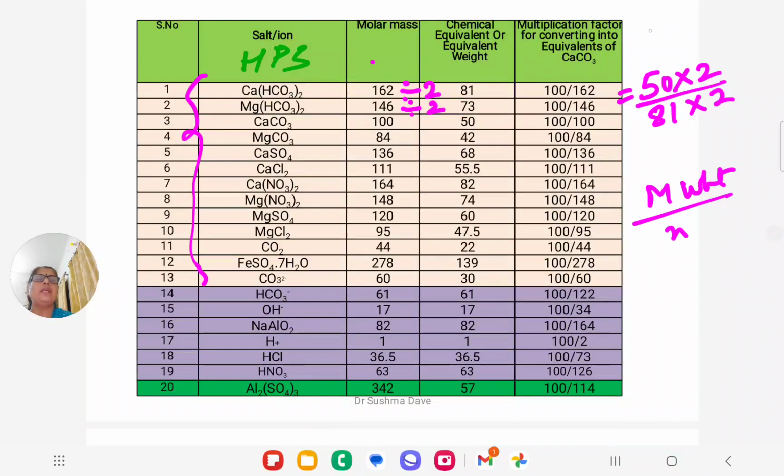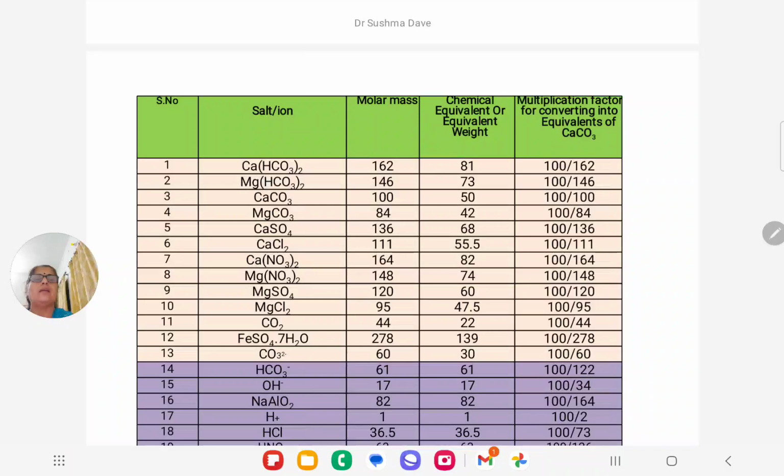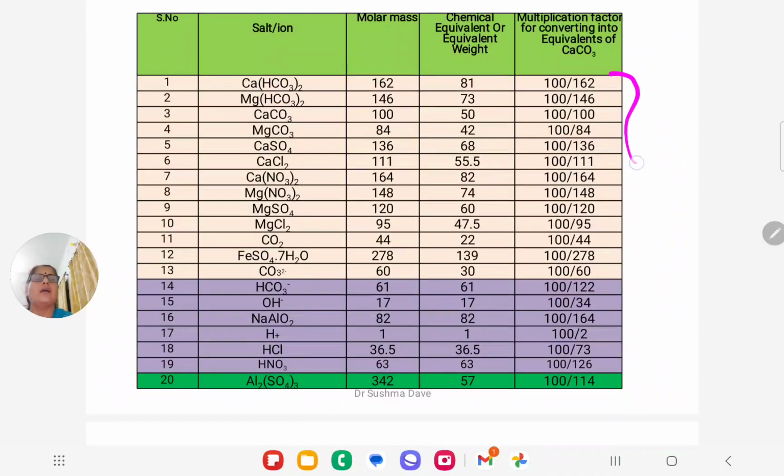So this formula can be remembered as 100 upon molar mass, as a simple formula. If the question is having this, you don't have to do all the steps, you just remember that from 1 to 13, and this is simple to remember because all are having n factor 2. So wherever the n factor is 2, the formula is 100 upon molar mass. You don't have to remember all these salts. It is exactly 100 upon molar mass.